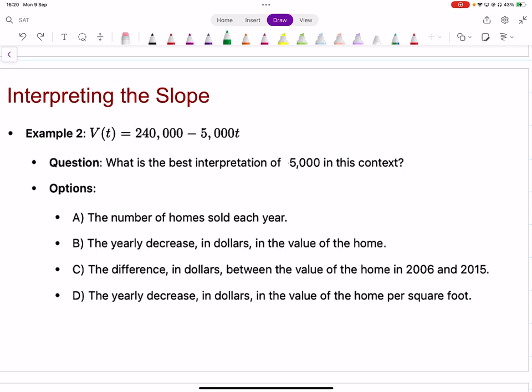Okay, raise your hands on the correct option. A, B, C, D. What about the rest of you? They're all incorrect. Zaira, it's B.